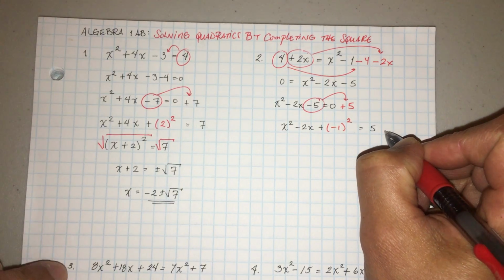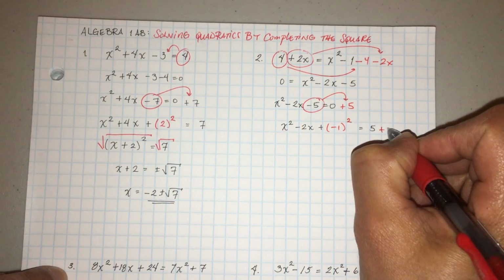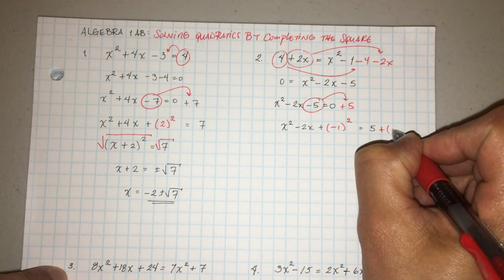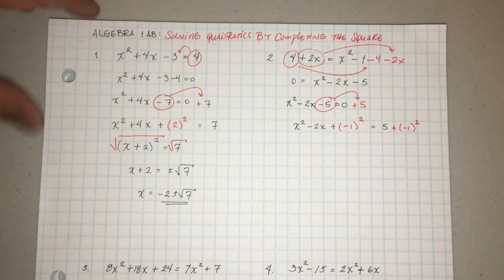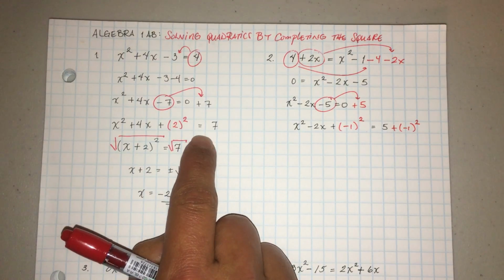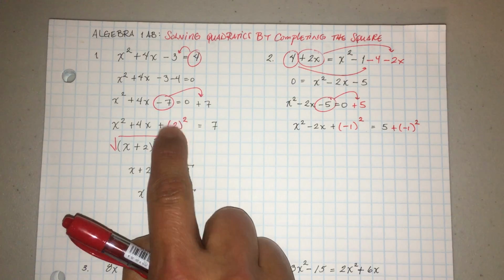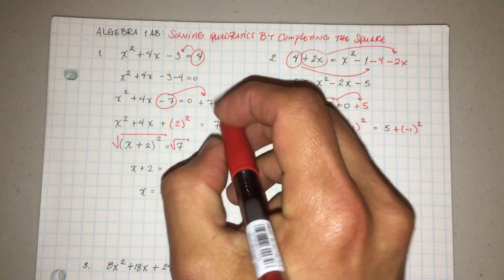And whatever you add on one side, you have to add on the other side. And negative 1 squared. And you know what? Could somebody see my mistake on the left side? What did I forget? I forgot to add this guy. So let's go ahead and do that.